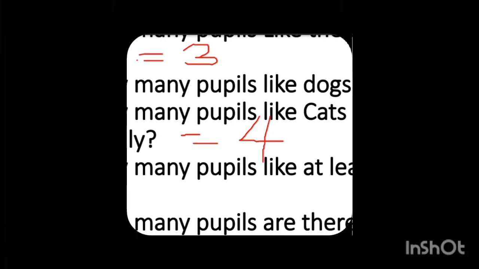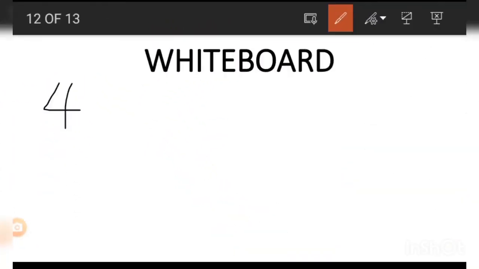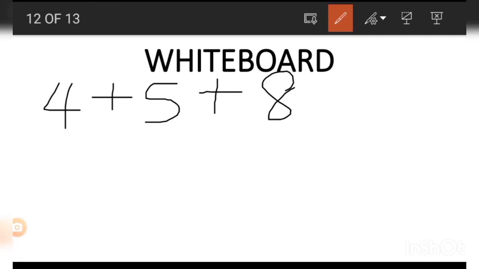Next, how many pupils like at least 2 pets? That's points where you have 2 and also where you have 3. Alright, that is to say a minimum of 2, but can be more than 2. So we'll take the numbers in these 4 different sites, starting with where we have 2 pets only. We have 4, 5, and 8. So when we add them up, we are going to have 17.